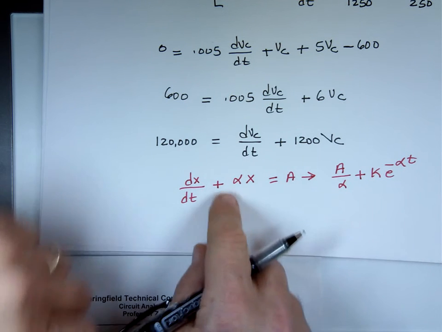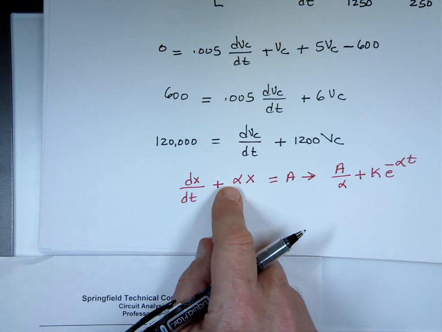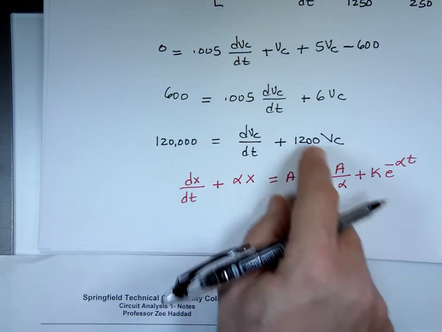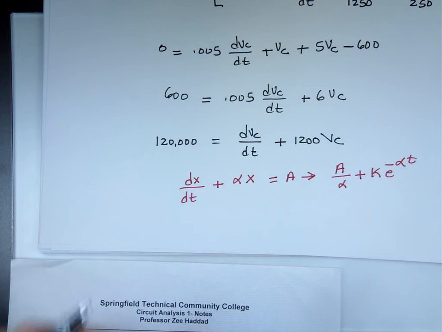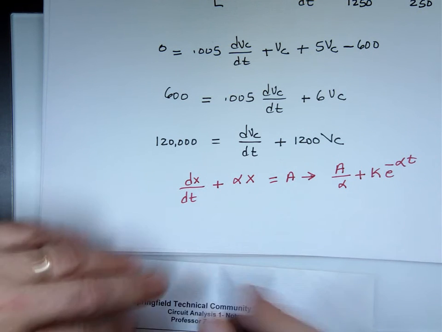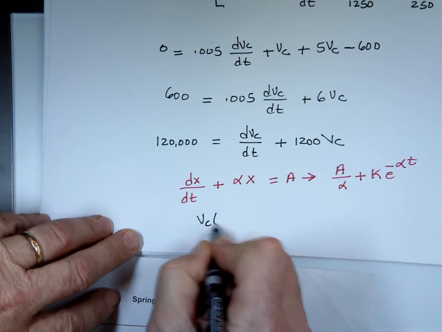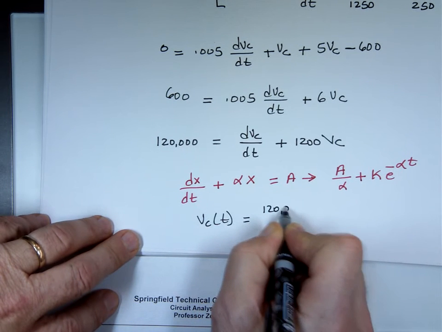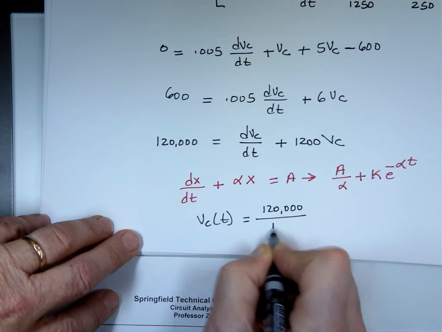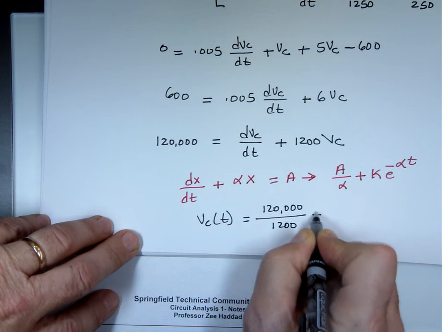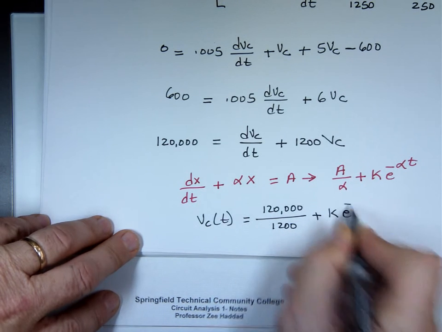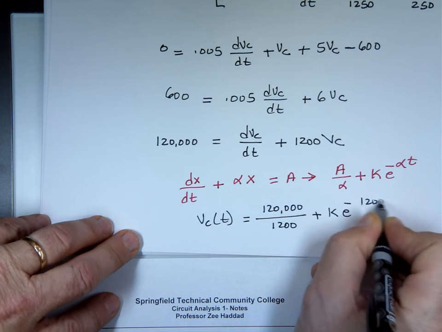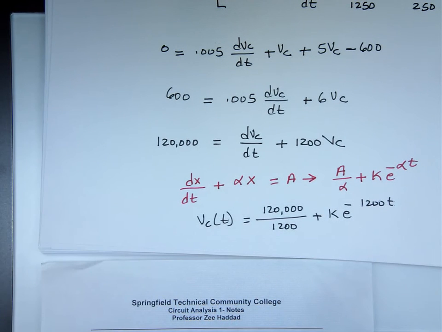My alpha is what? 1200, and my A is what? 120,000. So my solution, the voltage as a function of time, should be 120,000 over 1200 plus K e to the minus 1200 t. 120,000 divided by 1200, is that 100? Yep.